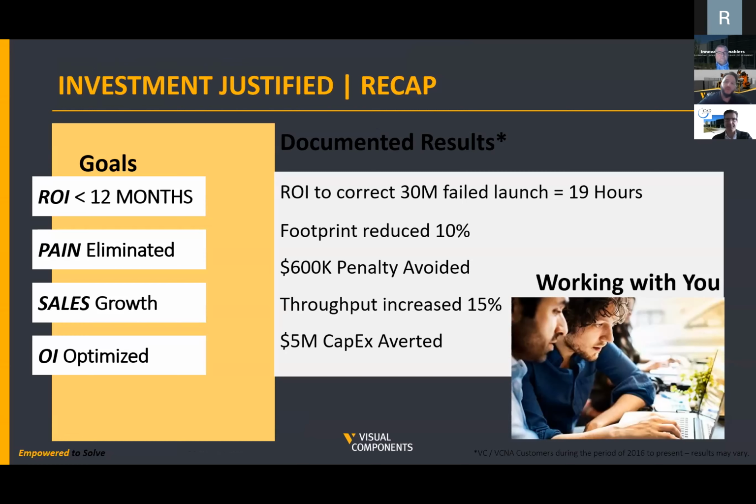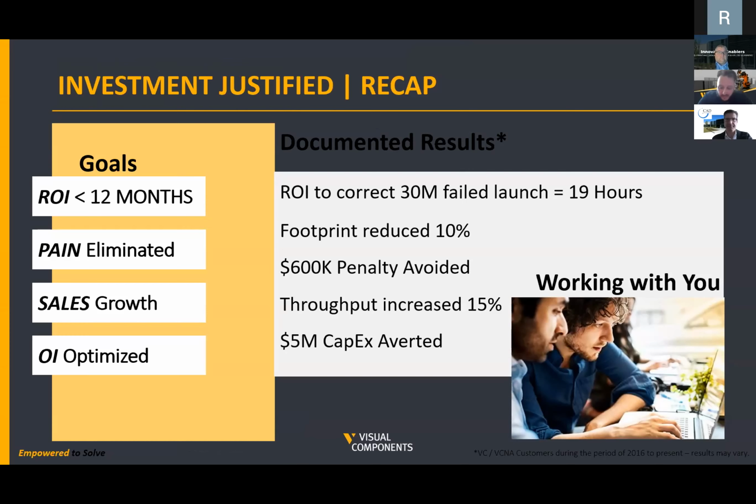So, to recap and sum up, again, those goals need to be: can I justify this in under 12 months? Does it eliminate absolute identified pain? Can I grow and am I optimized?